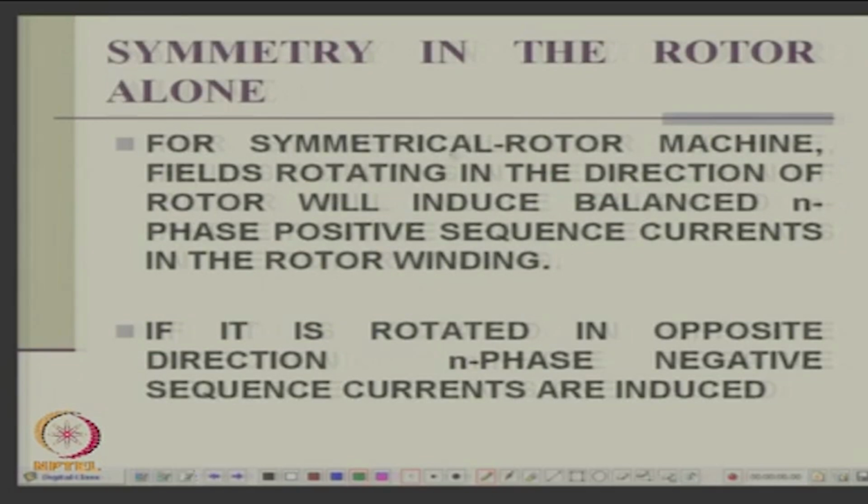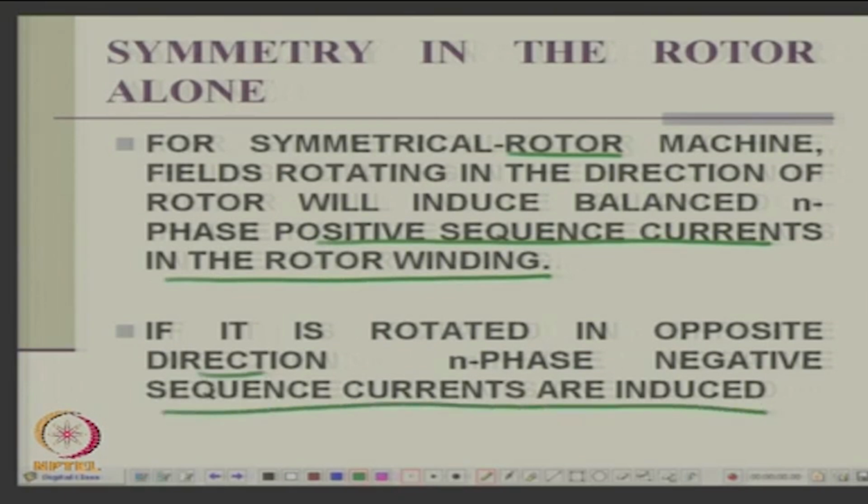Now, for a symmetrical rotor machine, fields produced in the direction of rotor rotation will induce balanced N phase currents, positive sequence currents, in the rotor windings. If it is rotated in the opposite direction, it will have N phase negative sequence currents. It depends on which direction you rotate the rotor. If you rotate the opposite way, then it will be negative sequence.